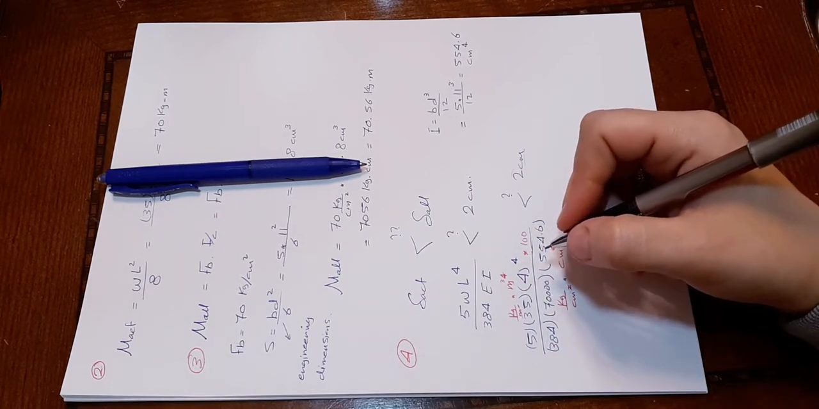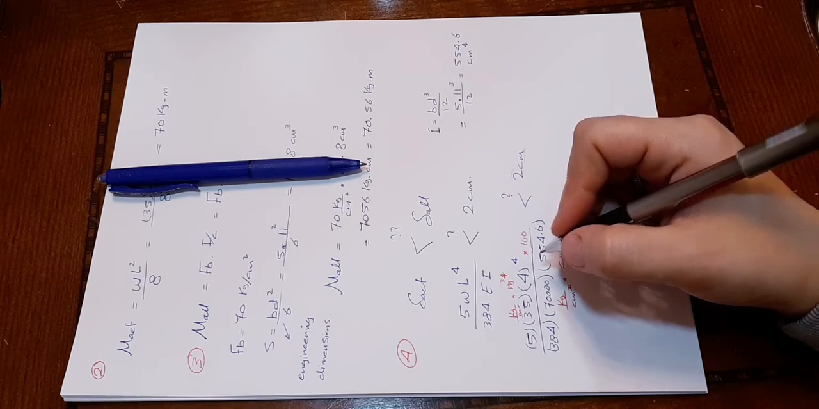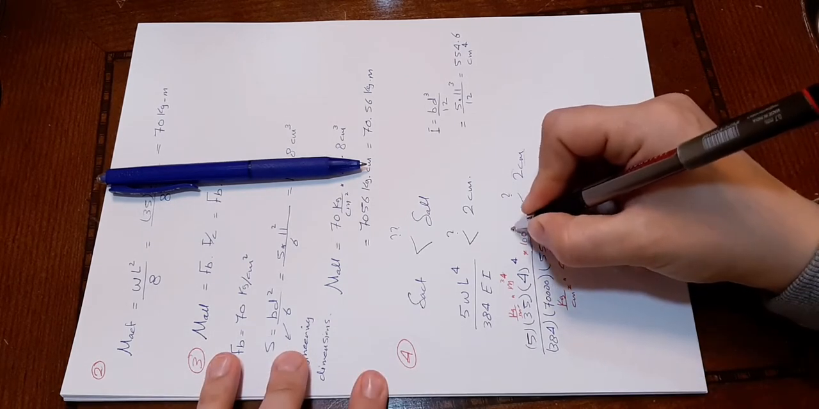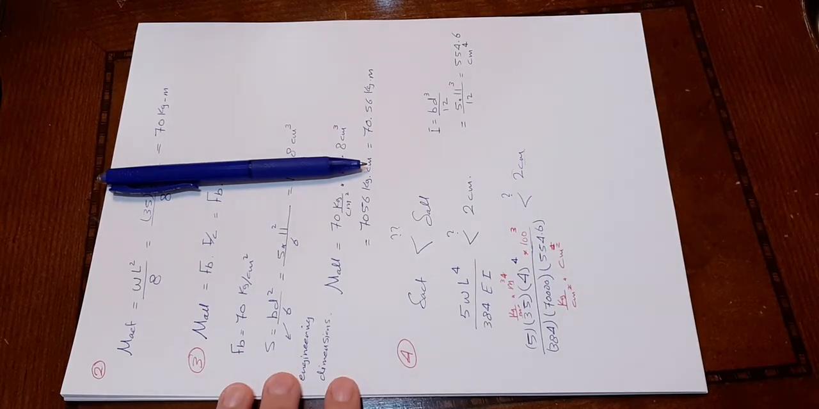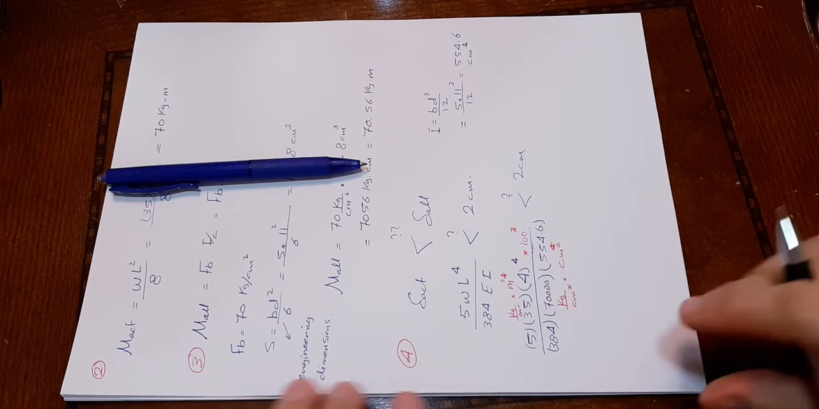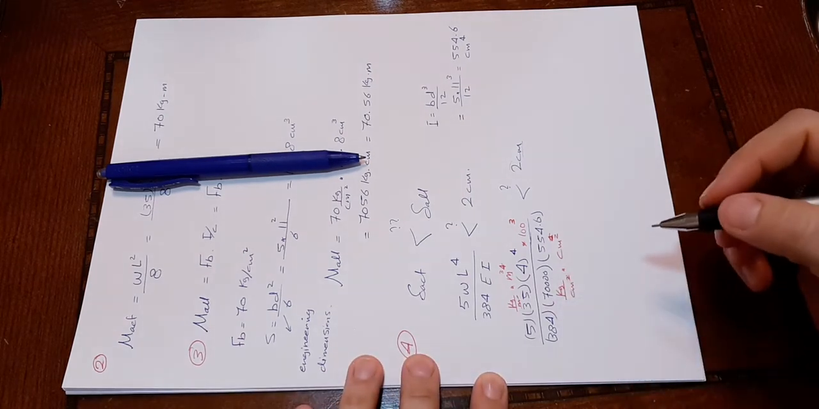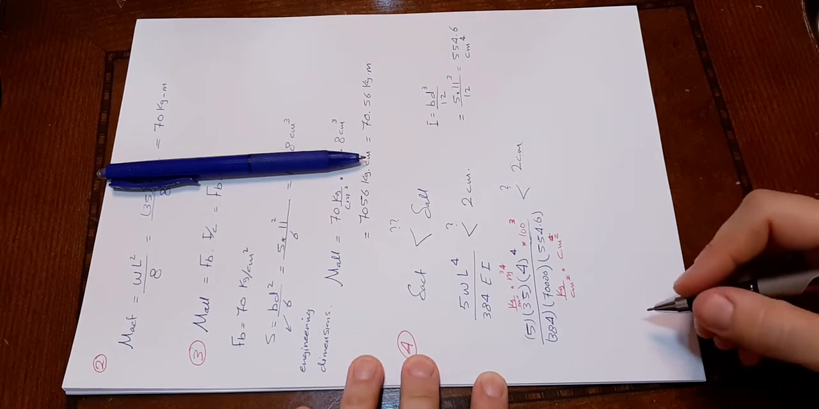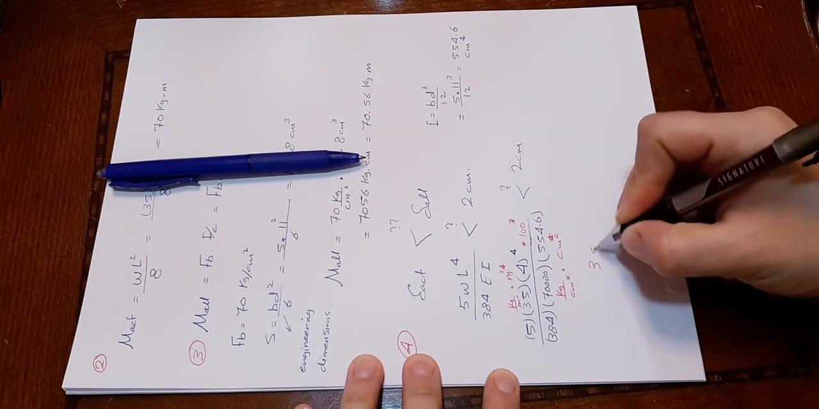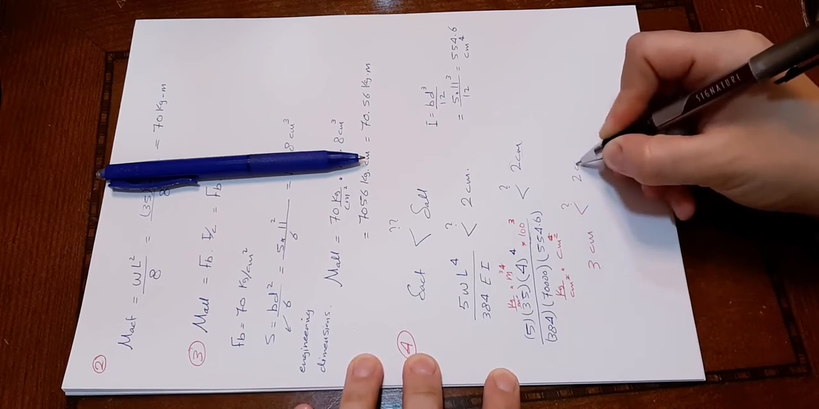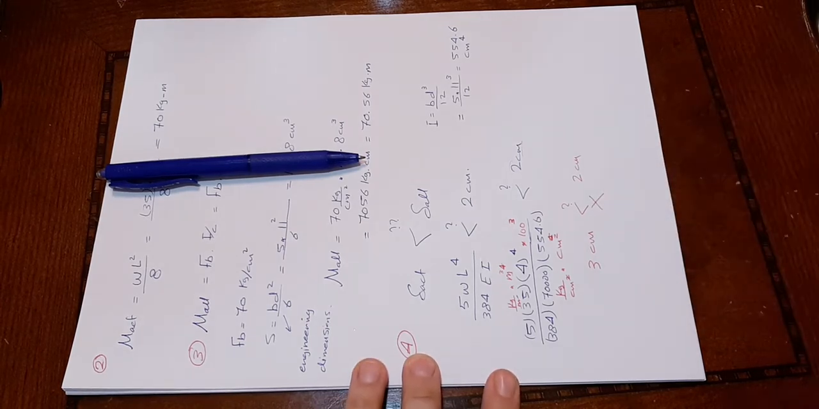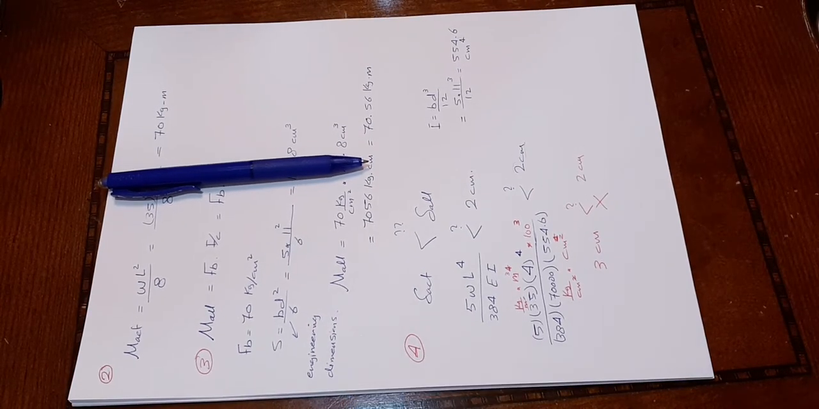Now every 1 meter equals 100 centimeter, so it will be 100 cubic. Okay. Now if we find this value, the value will be 3 centimeter. This value is larger than 2 centimeter. This is wrong, so here we actually have a problem due to the deflection.